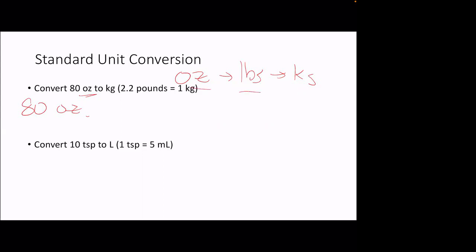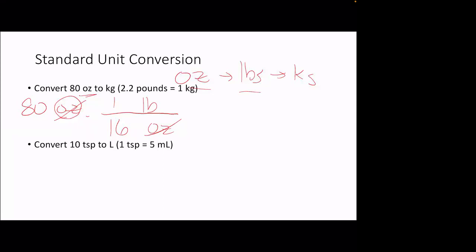We know that there are going to be 16 ounces in 1 pound. So we know that 16 ounces and 1 pound are going to go in this rate, and we have to know that we're going from ounces. So we need ounces to be on the bottom so that that unit cancels out, right? So we've got 16 ounces on the bottom, 1 pound on top.